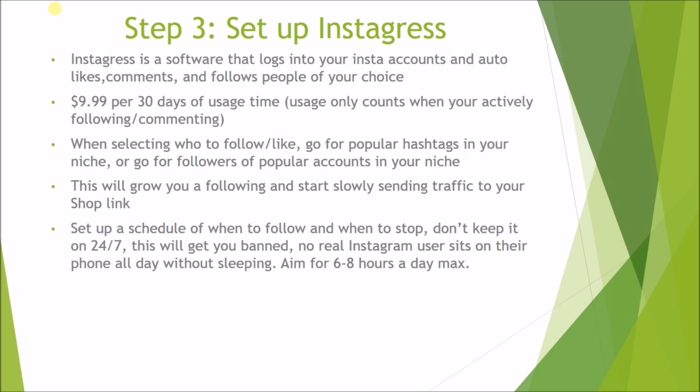So when you're selecting who to follow and like, you're going to want to go for the popular hashtags in your niche. So if you have a dog related store, maybe a popular hashtag is like my pug, I don't know. You'd have to do some research into that, or you can even target followers of popular accounts in your niche. So if you're in the dog niche and there's a pug lovers account, you can set up your Instagress to go in your Instagram and automatically follow people who follow that account and like pictures of people who follow that account. So it's pretty cool. It's super easy to get targeted followers.